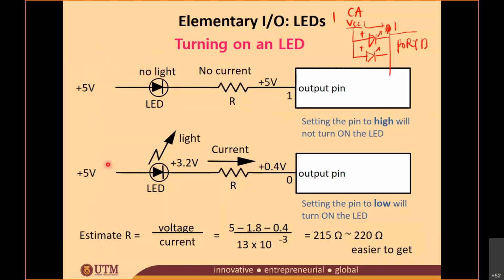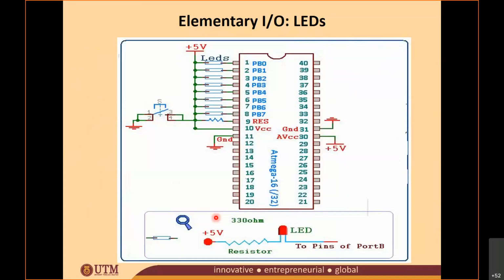So to turn it on, since this one is 5 volts, you need to give 0 to your output pin, to your port. Give 0. Because this is high and this is low, the current will flow from high to low, so the LED will turn on. This is what we call the equation, using the V equals IR formula. So this is how you are going to connect the LED to your Atmega 32.